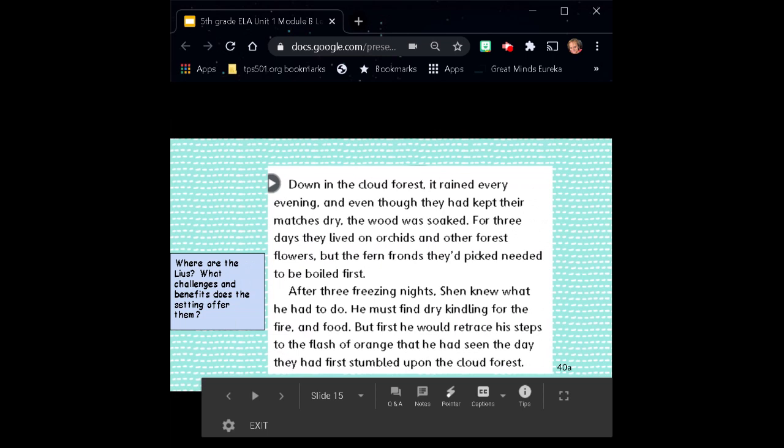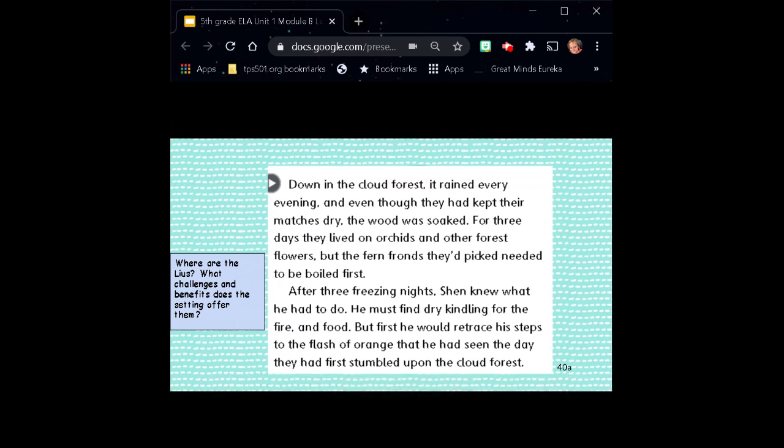Down in the cloud forest, it rained every evening, and even though they had kept their matches dry, the wood was soaked. For 3 days, they lived on orchids and other forest flowers, but the fern fronds they'd picked needed to be boiled first. After 3 freezing nights, Shen knew what he had to do. He must find dry kindling for the fire and food. But first, he would retrace his steps to the flash of orange that he had seen the day they had first stumbled upon the cloud forest.